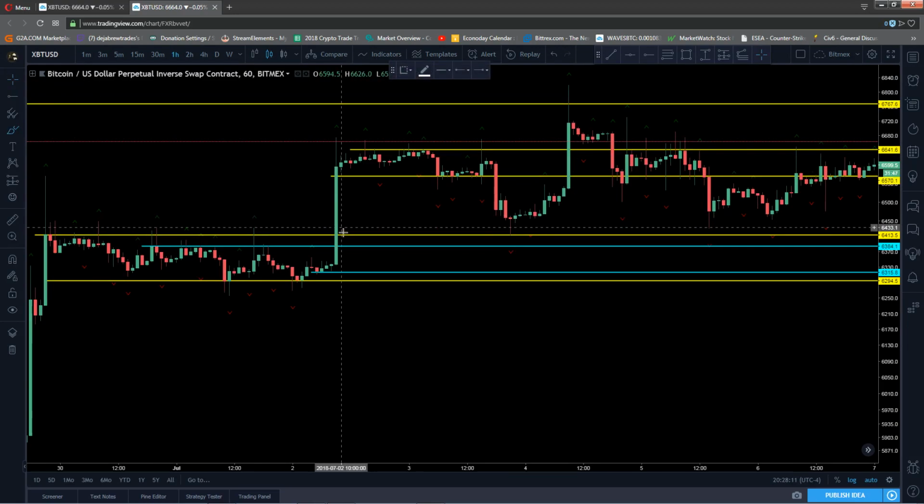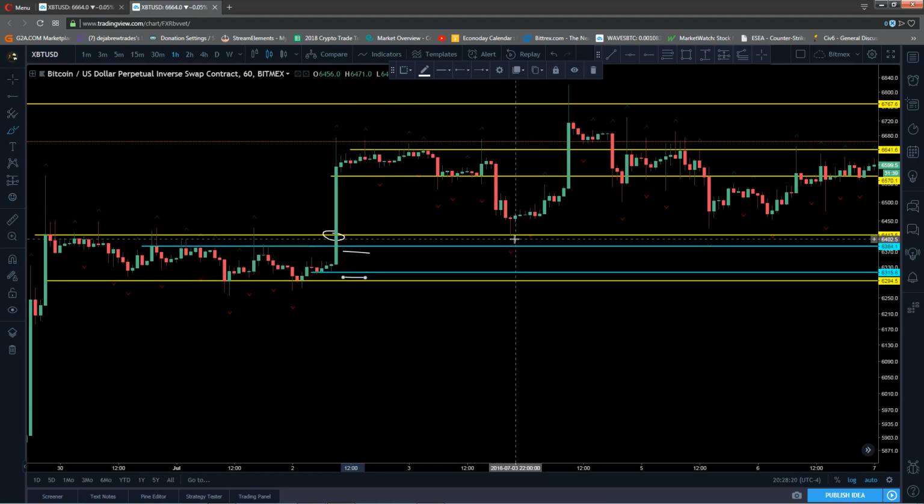If you took this breakout trade here, you could put your stop loss below this level, or you could put it below this level, depending on your risk tolerance, your risk to reward. Same thing with this. You could have taken this trade here, stop loss below that level, or below this level, depending on your risk tolerance.